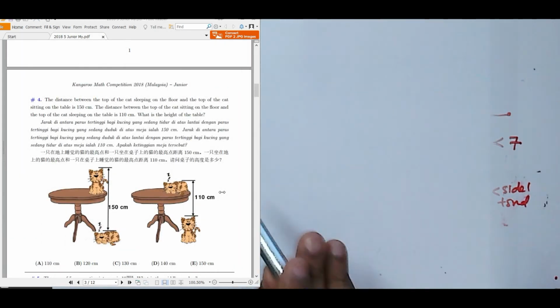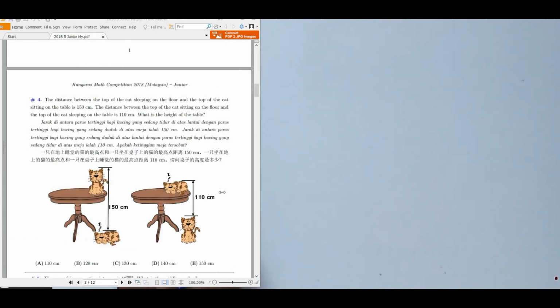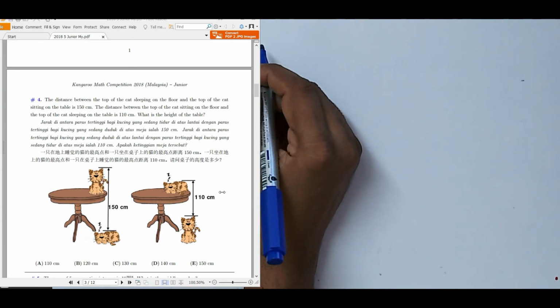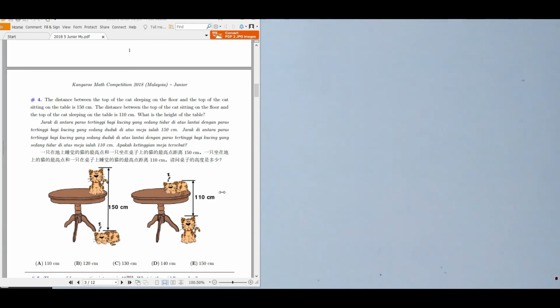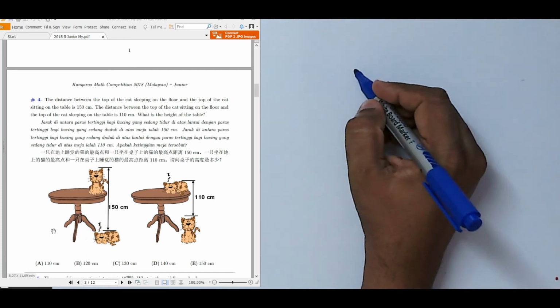Okay, look at this question. This is a famous question. The distance between the tops of the cat sleeping. One cat is sleeping, and in the other picture the cat sits on the floor. Now they ask us to find the distance between the tops. What is the height of the table? What do we do in this question?